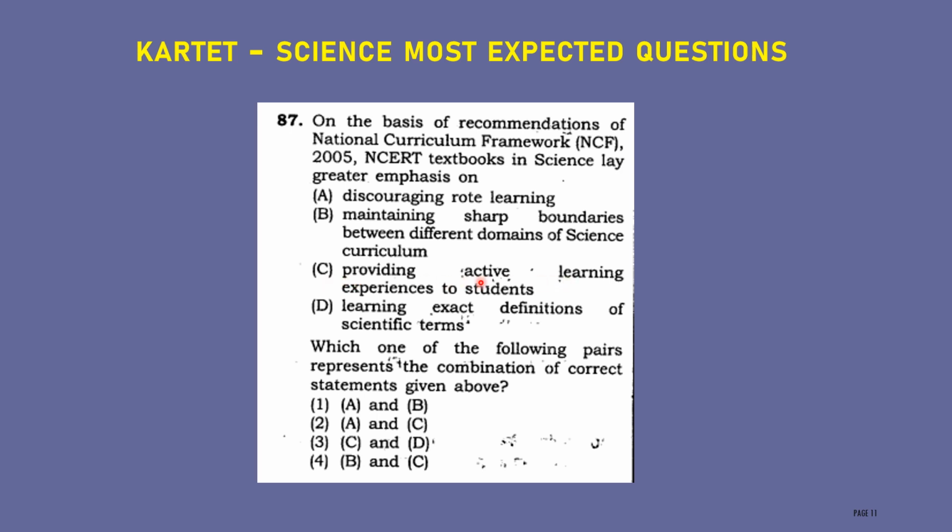C, providing active learning experience to students. This is very important. Yes, this is the correct one, because science will include activities like experiment, then project work, then drama, then skills, everything. Therefore, this will play an important role when you are studying science. Last one, learning exact definition of scientific terms. Only reading the exact definition is not very important. Therefore, this one is wrong. Therefore, correct answer for this question is option A and C.